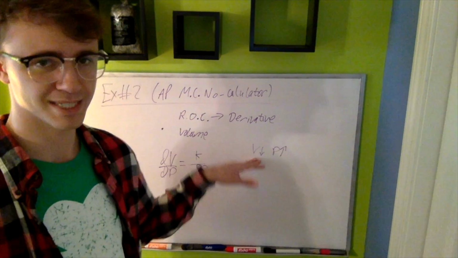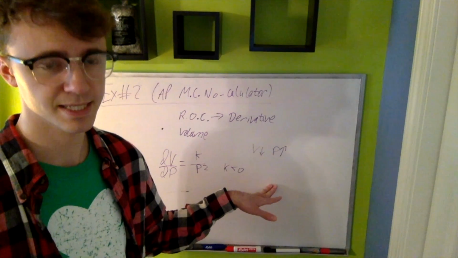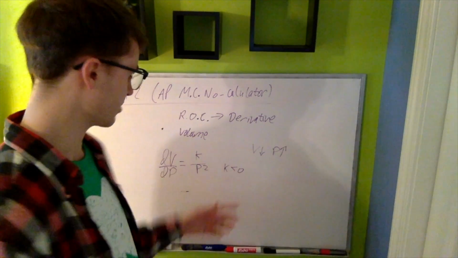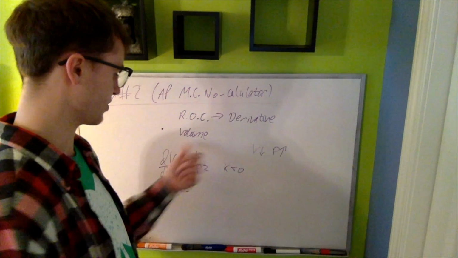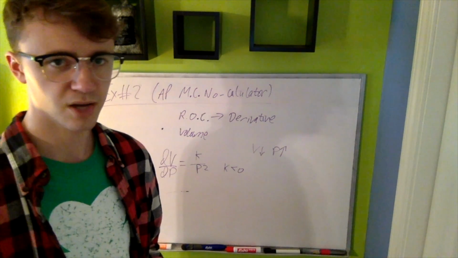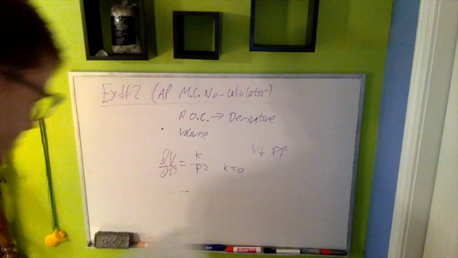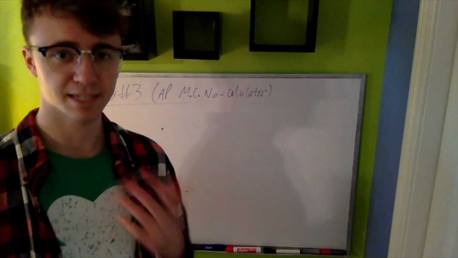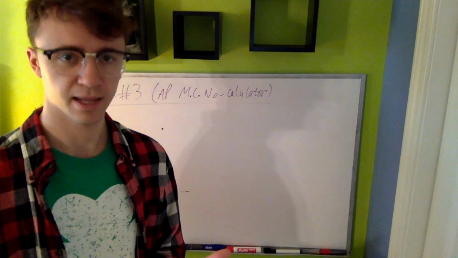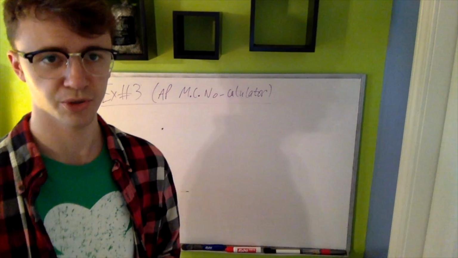Because whenever volume is decreasing, that means its derivative is negative. But pressure has to then be increasing to make this whole thing all coincide. All right, that is the end of example 2. Let's move on to example 3. Example 3 is still an AP question. It's also multiple choice. It's also no calculator.